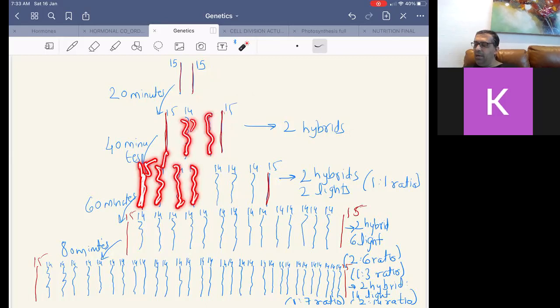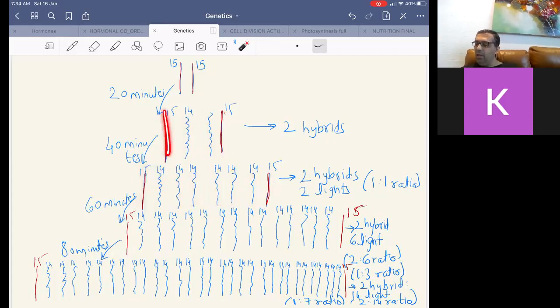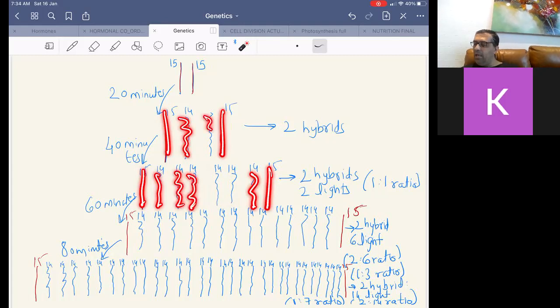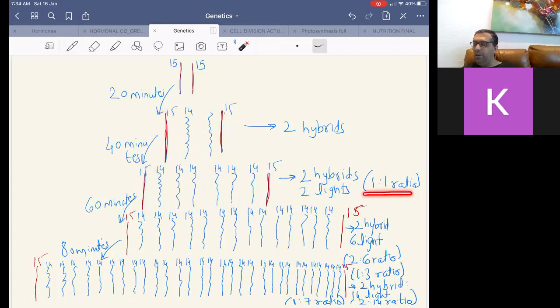Similarly, this 14 gets another 14, and 15 gets 14. So what is 15 getting? 15 gets 14. What does 14 get? 14 gets another 14. So after 40 minutes, you have two hybrids and two lights in a ratio of 1:1.